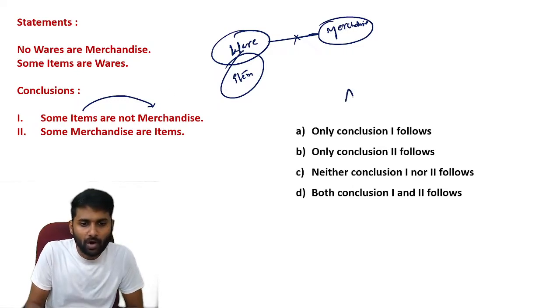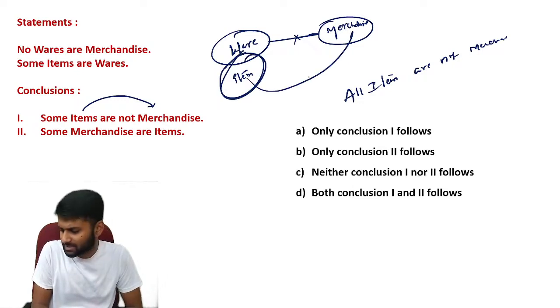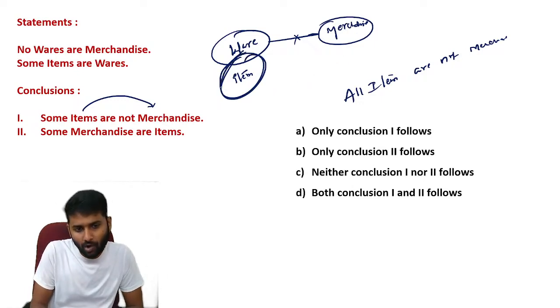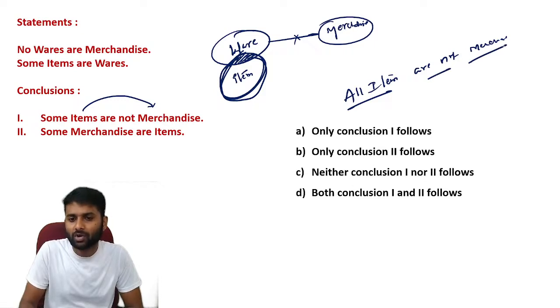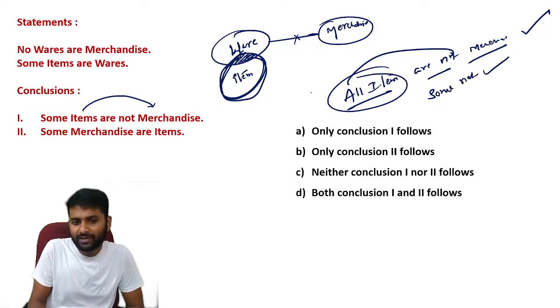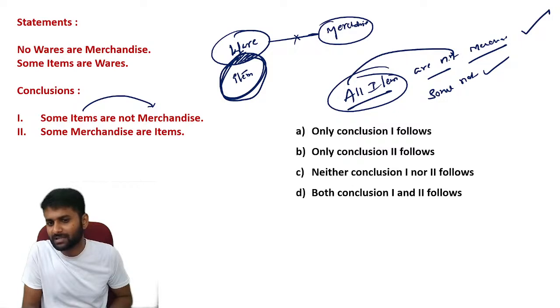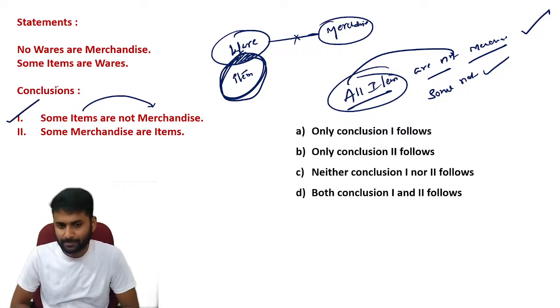It is wrong. All items are not merchandise. Verify, is it right or wrong? Yes, all items are not merchandise. The reason behind this: if you take all the items, you will get wares, and according to the statement, wares should not be replaced with merchandise. That's why all items are not merchandise is valid. Guys, if all not is correct, definitely some not is also correct. Why? Because we are verifying with 100%. If 100% is possible, definitely some is also possible. That's why conclusion one is valid.